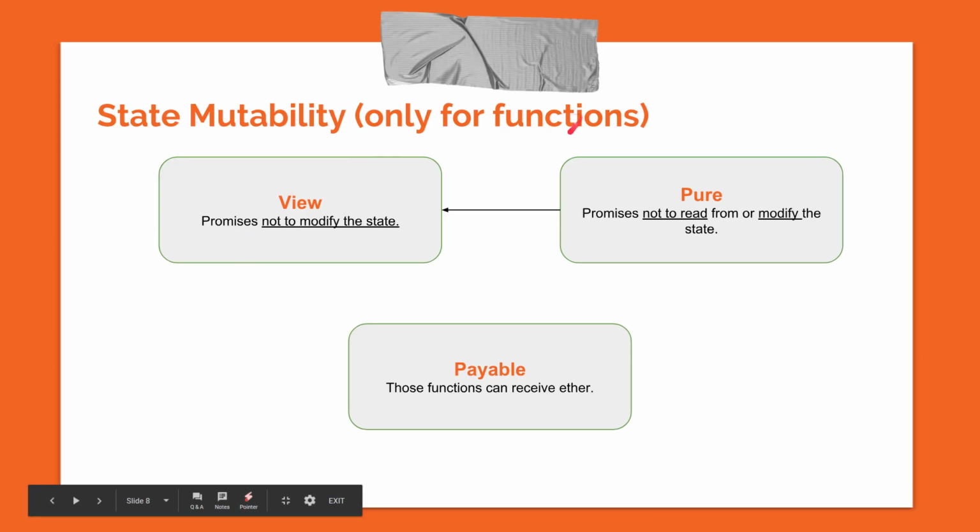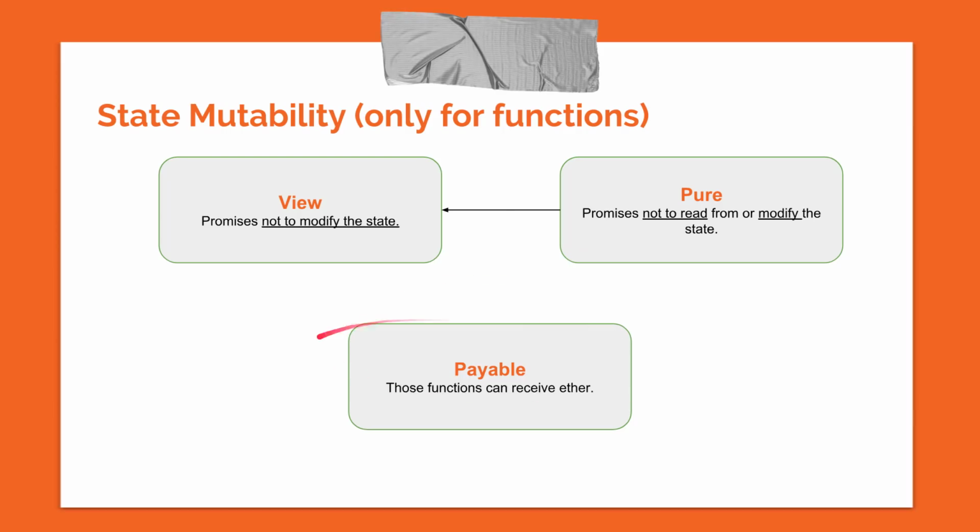We have three different modifiers for that. We have view, pure, and payable. If we declare a function to be a view function, we basically promise not to modify the state. Pure functions are derivatives of view functions. However, pure functions promise not only not to modify a state, but also not to read from state. In the next slides, we will see more specific restrictions to those functions.